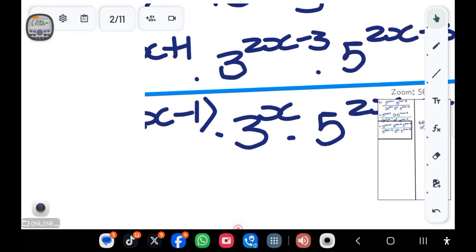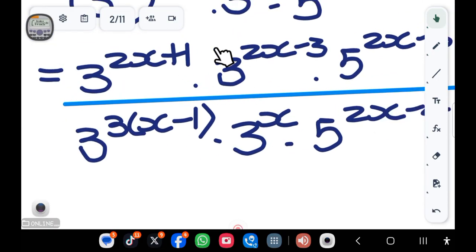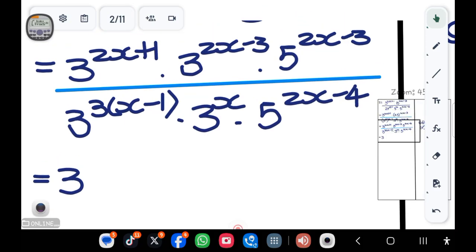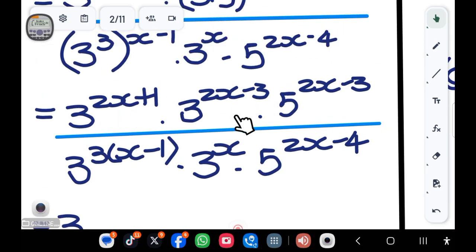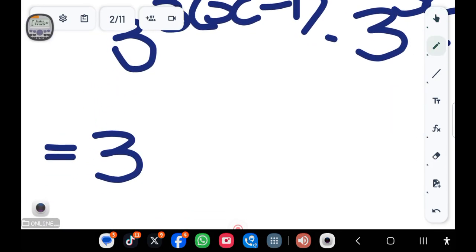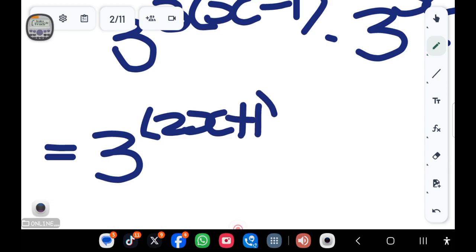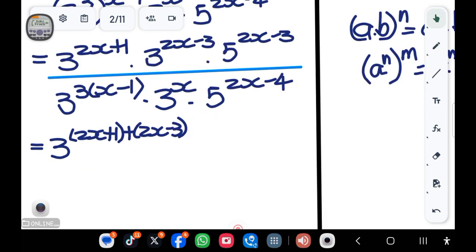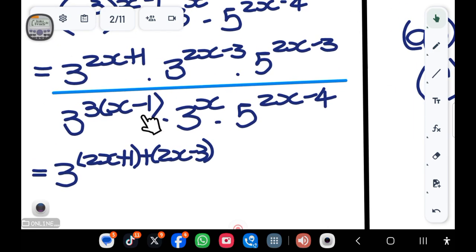All right, now when you multiply powers of the same base, you add the exponents, but when you divide powers of the same base, you subtract the exponent of the power at the bottom. So for all those that have the same base of 3, we are going to apply those rules. It will be 3 to the power of, these ones we add together because they are multiplied at the top. So that will be 2x plus 1 plus 2x minus 3. I am using brackets so you can see what I am adding and what I am subtracting.